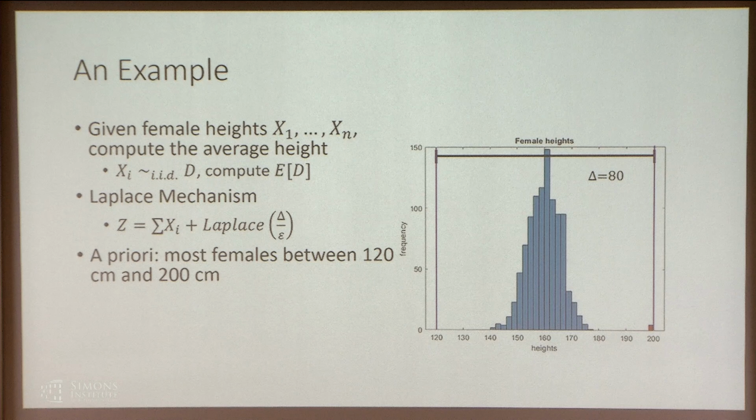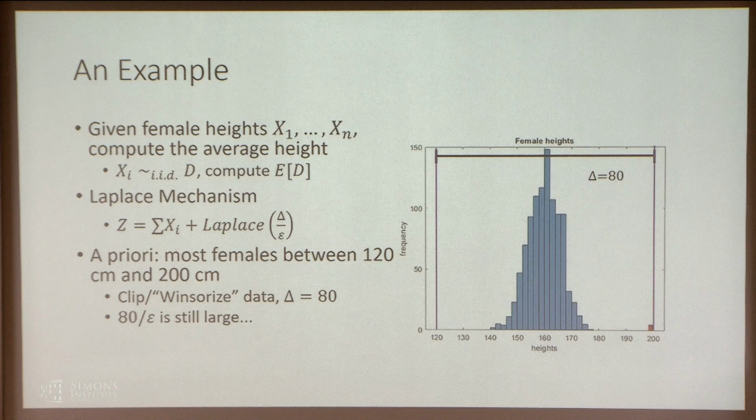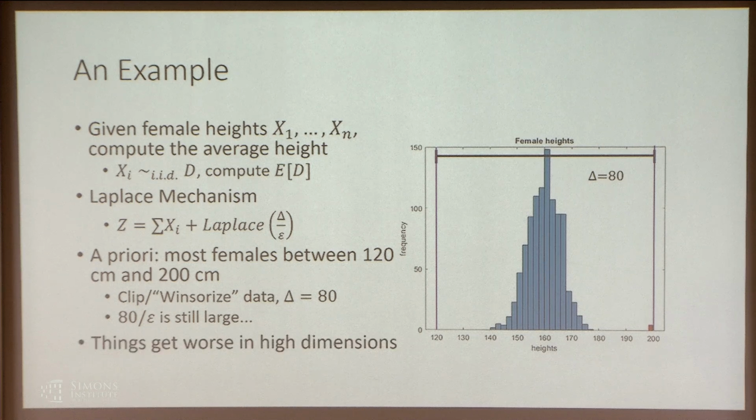In particular, now I want to put these vertical bars here, which are clamping or clipping or Winsorizing, I guess is the statistical term for this, at 120 and 200. And I expect my data to live in here, and this will thus limit the sensitivity of the statistic. However, it's now 80, which is much, much better than 10 to the 308 or whatever. But the thing is, 80 over epsilon is still a fairly large amount of noise, right?